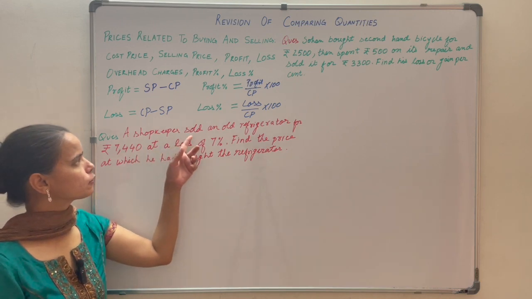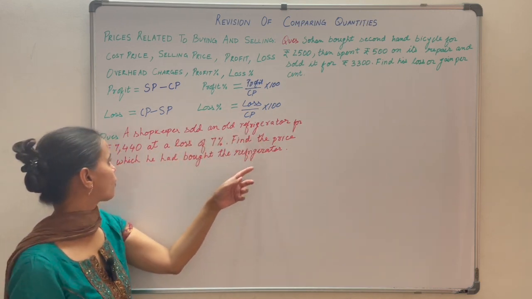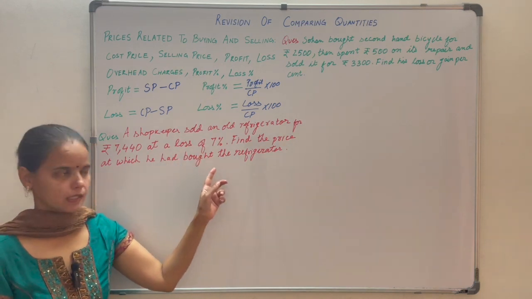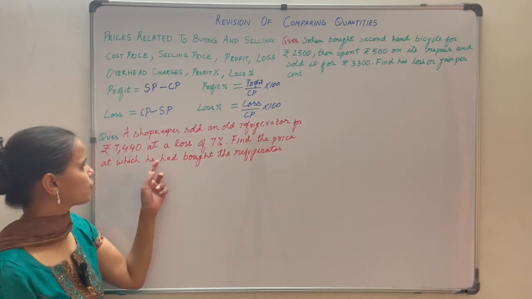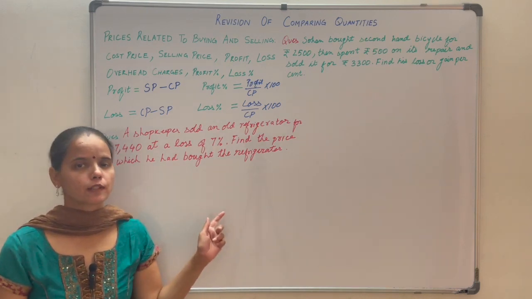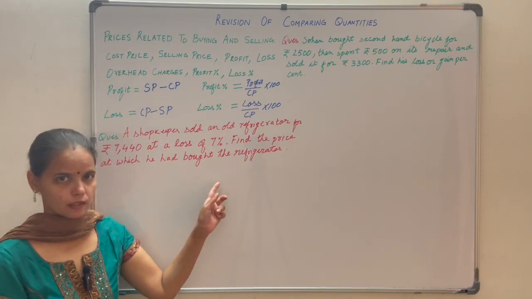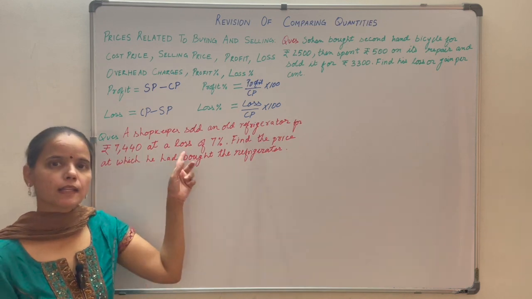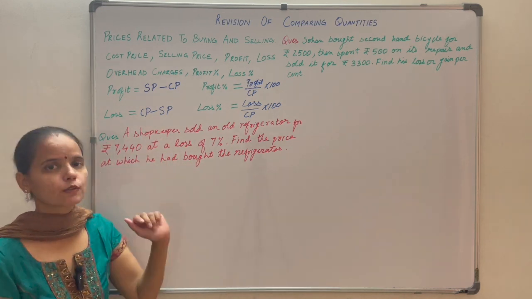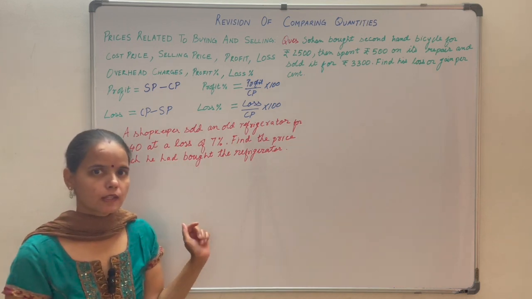A shopkeeper sold an old refrigerator for rupees 7,440 at a loss of 7%. Find the price at which he bought the refrigerator. So here they are asking you to find out the cost price of the refrigerator, and the selling price and the loss percentage are given to you. So we are going to use this formula to find out the cost price. So let us use it.